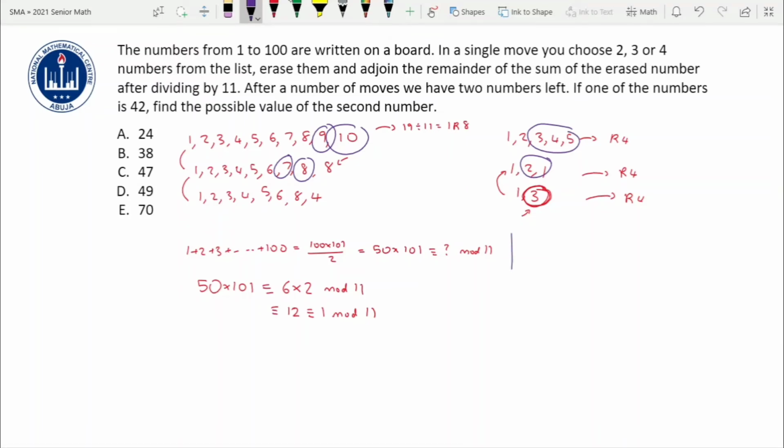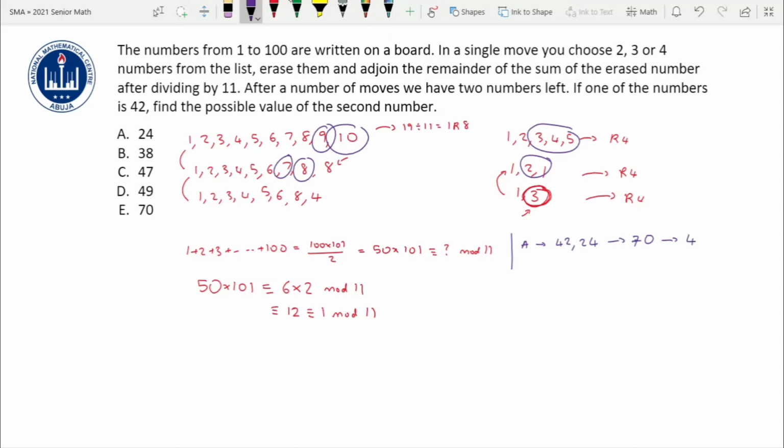So let's consider option A now. They said 24. If 24 is the second number left at the end of performing these moves, it means that at the end we're going to have the numbers 42 and 24 on the board. If you add these numbers together, you have 70. And if you divide 70 by 11, you're going to have a remainder of 4.